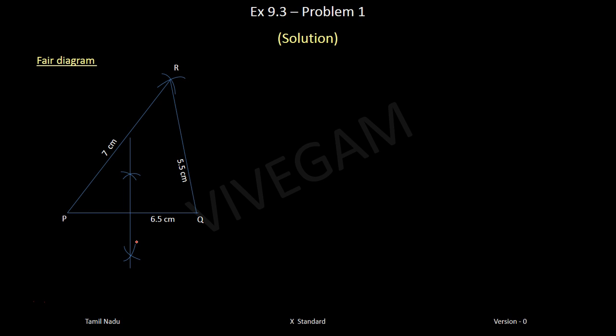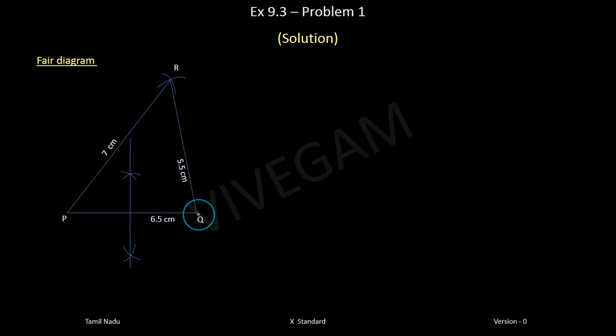Right? So if you join these two, you'll get the perpendicular bisector. You have to do the same for QR. Take a radius with R as a center and a radius of more than half of RQ. Draw one on the left and on the right.